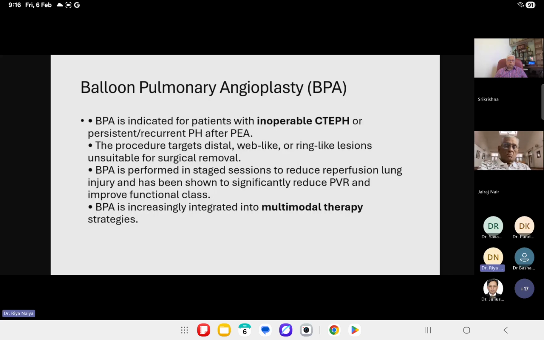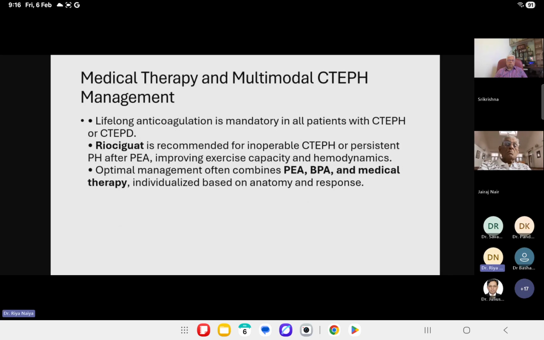Coming to medical therapy and multimodal CTEPH management, lifelong anticoagulation is mandatory for all patients with CTEPH or CTEPD. Riociguat is recommended for inoperable CTEPH or for persistent PH after PEA, improving exercise capacity and hemodynamics. Optimal management usually combines PEA, BPA, as well as medical therapy, and is usually individualized based on the person's anatomy and the person's response to therapy.